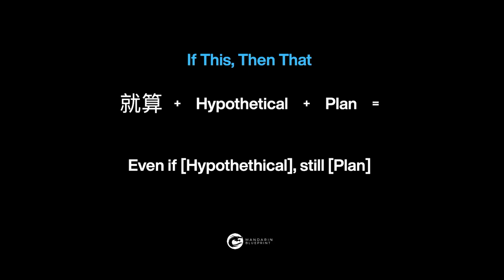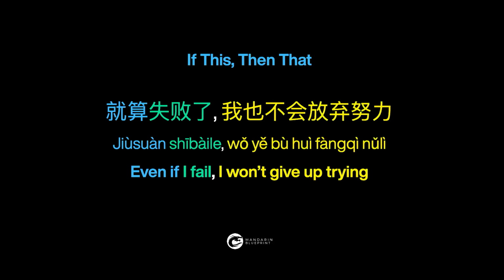Now, there's one more conditional I want to show you about, which is 就算. Now, in this case, 就算 is a word, but you'll see how it still fits that sort of hypothetical conditional statement. So in this case, we have 就算 plus a hypothetical plus a plan, and it means even if some situation happens, still go forward with the plan. 就算失败了，我也不会放弃努力. Even if I fail, I won't give up trying. And you'll notice here we have 也，我也不会放弃努力. That is kind of the representation of still here. So even if I fail, I still won't give up my hard work.